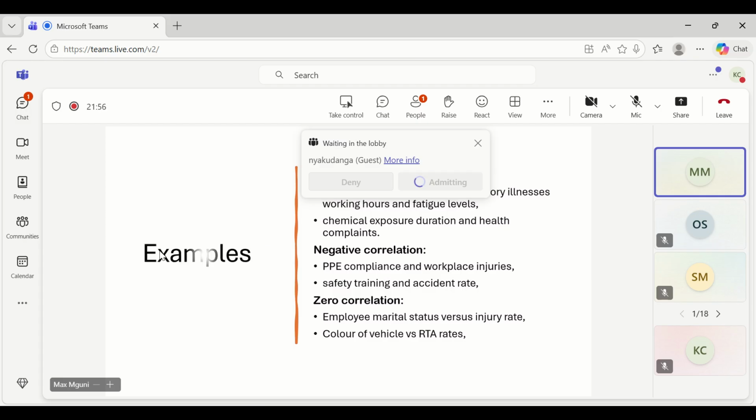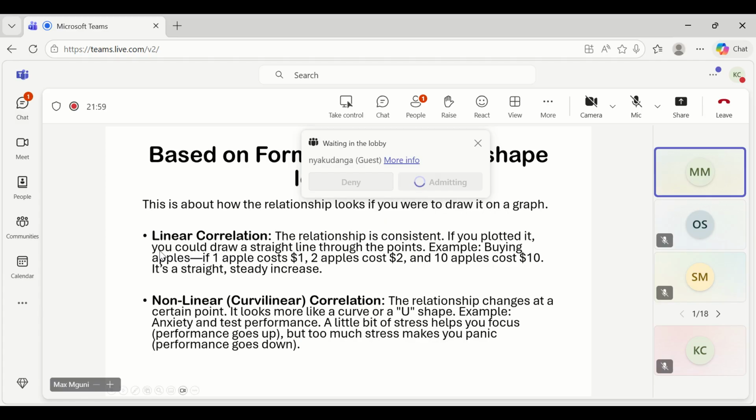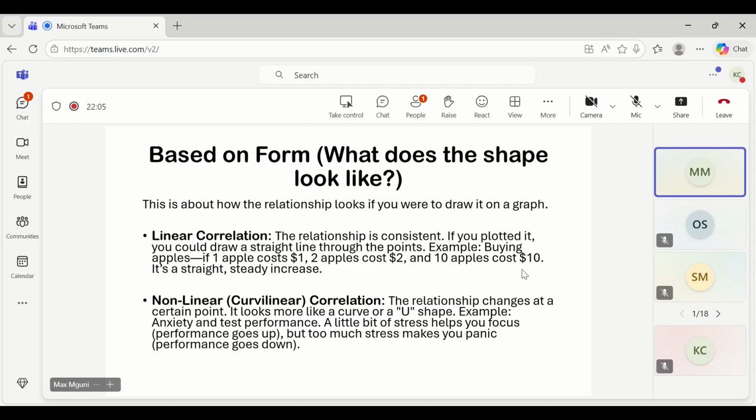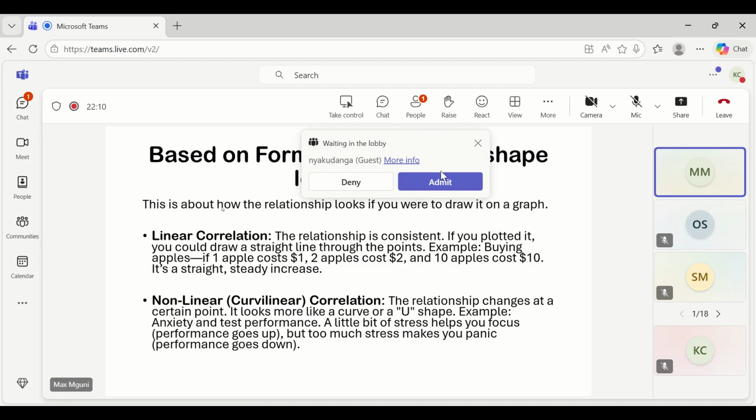And then remember I said we look at the variables based on different criteria. Now we are looking at based on form. What does the shape look like? This is about how the correlations look if we were to draw them in a graph. Linear correlation: this is when the relationship is consistent.